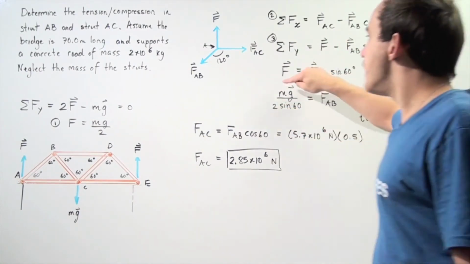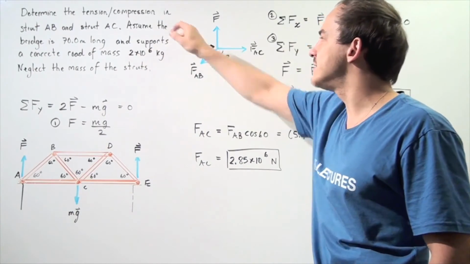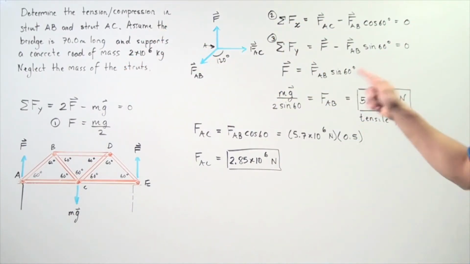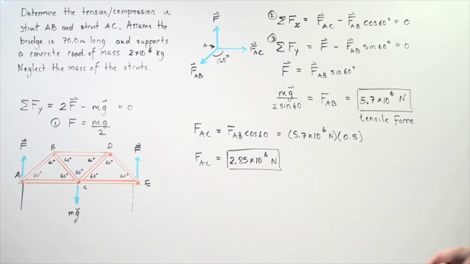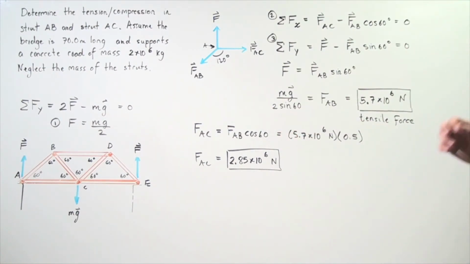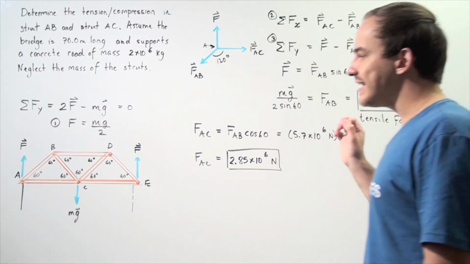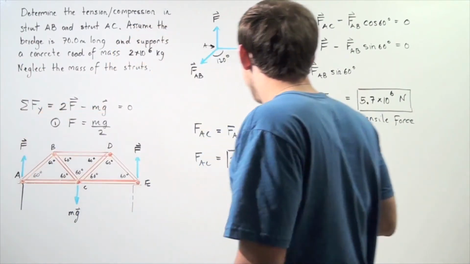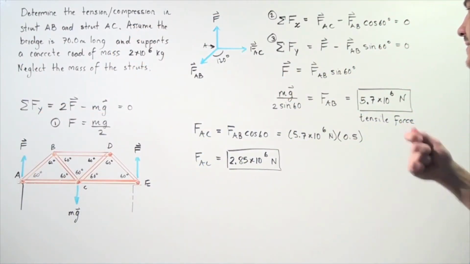We plug in mass of 1 times 10 to the 6 kilograms, half of this quantity, multiply that by 9.8 meters per second squared, and divide that by 2 times sine of the angle 60, and we get a quantity of 5.7 times 10 to the 6 newtons. So this is the tensile force that exists in strut AB. Now, what about strut AC?